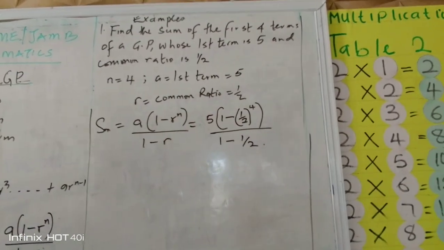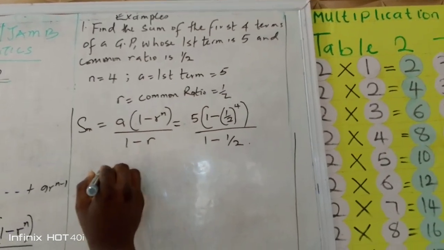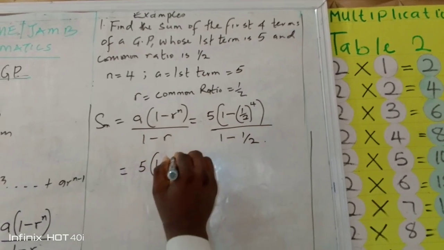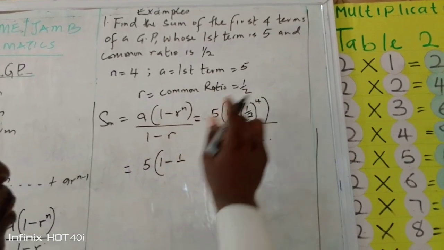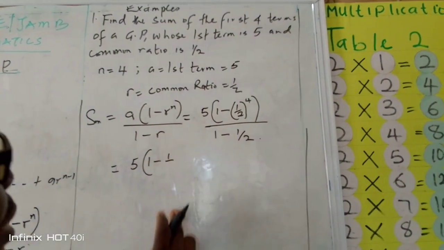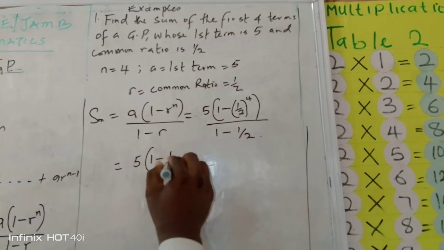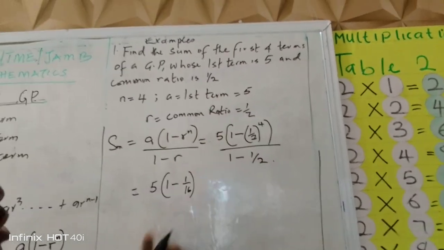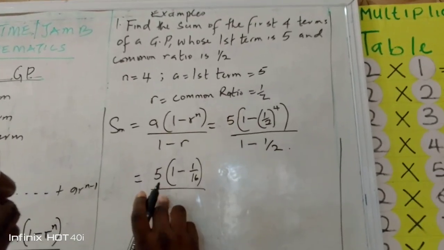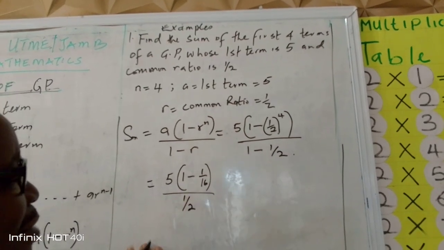So we can move on. This will be equal to 5, open the bracket, 1 minus 1 over 2 to the power 4. 1 times 1 times 1 times 1 in 4 places is 1. 2 times 2 times 2 times 2 will be 16. All over 1 minus half, which will give me half.